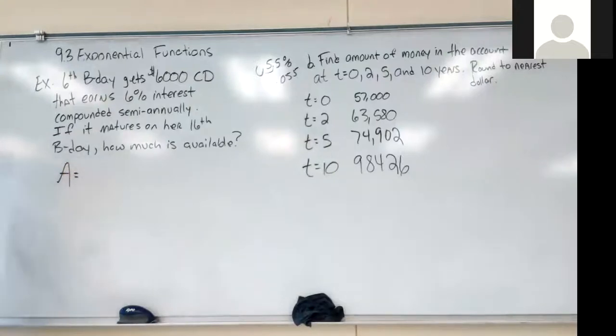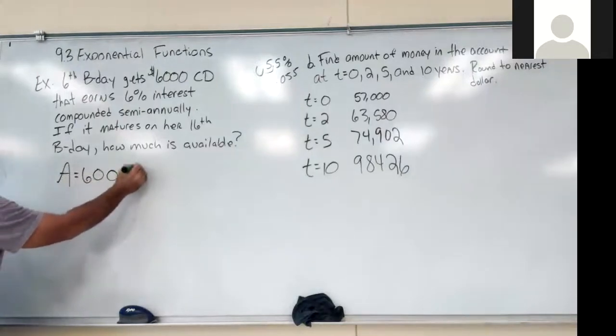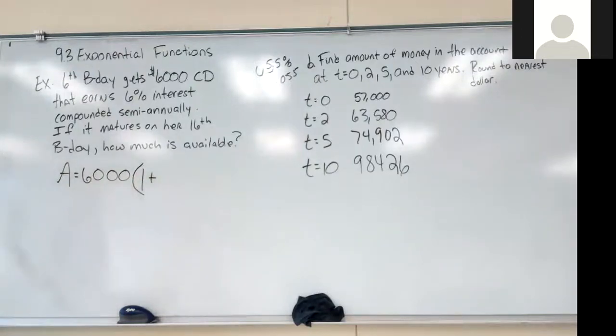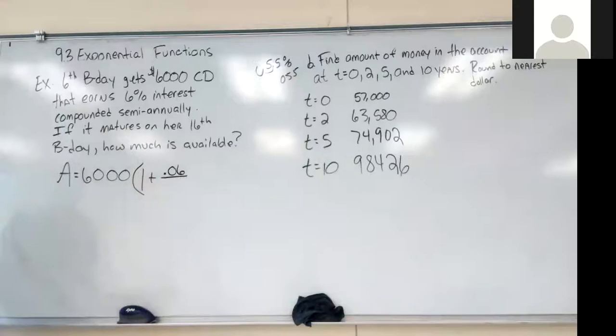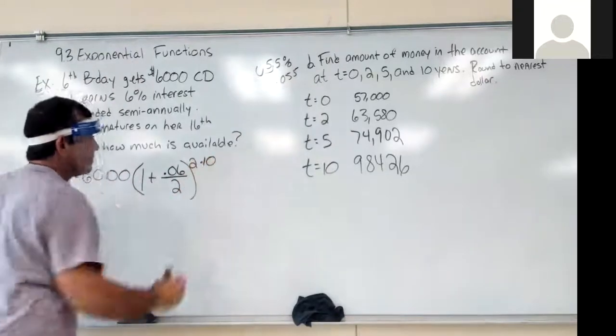My principal balance is 6,000. Then we got 1 plus, what y'all putting in for R? 0.06. N, 2 for semi-annually. 2 times, well, what is the years? 16.6. Which is 10 years, good job.